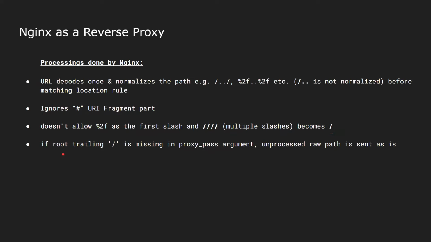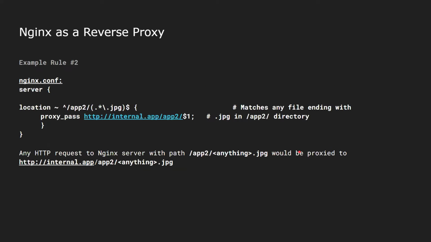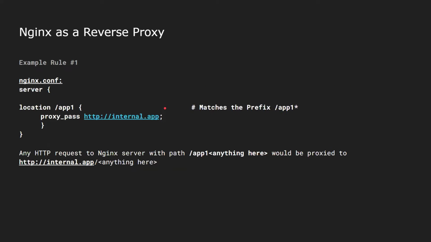And the most important one here is that if there is a root trailing slash which is missing in the proxy_pass argument, the unprocessed URL path is sent to the proxy server. Which means, for example, in this configuration, we do not have this trailing slash after the host. Even though Nginx would process the path before matching the rule, once it has matched, it would send whatever the unprocessed path was to this destination server or the backend server.